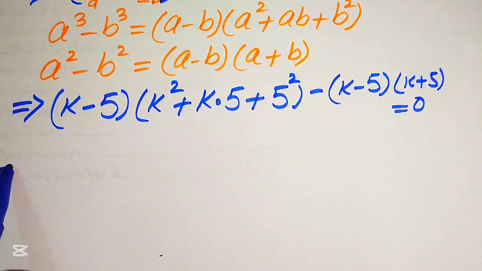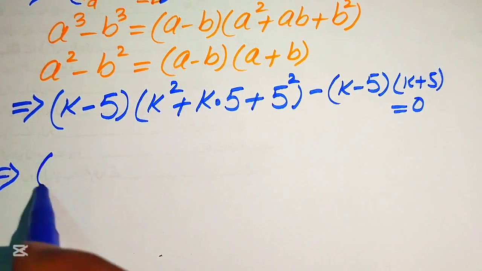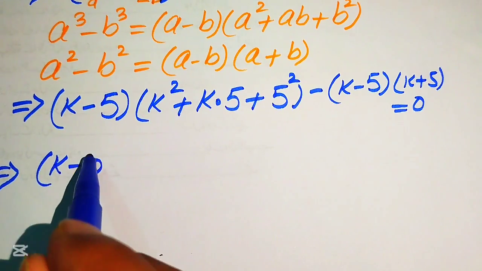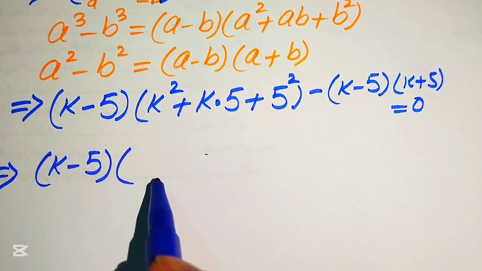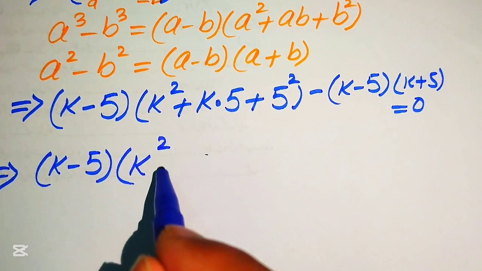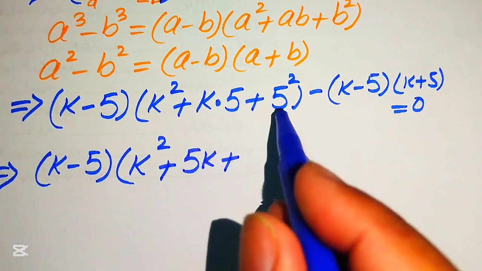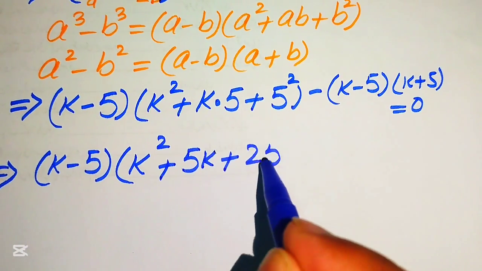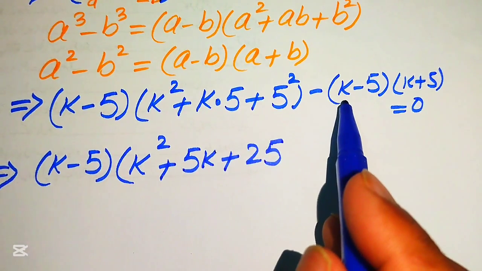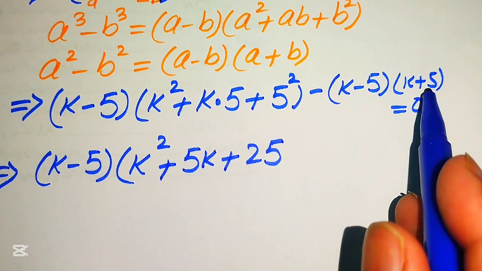Further in the next step, you see that from both of these terms we have k minus 5 as the common term, so we take common k minus 5, and the remaining terms are k square plus 5k plus 5 square, which equals 25, and when we take common k minus 5 from the second term we get minus times k plus 5.